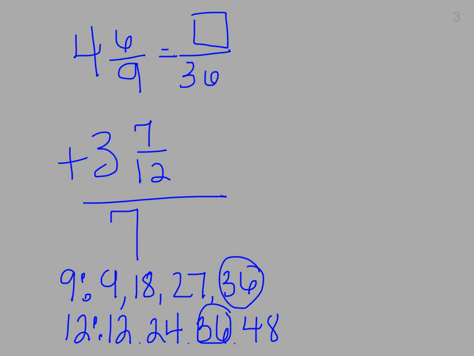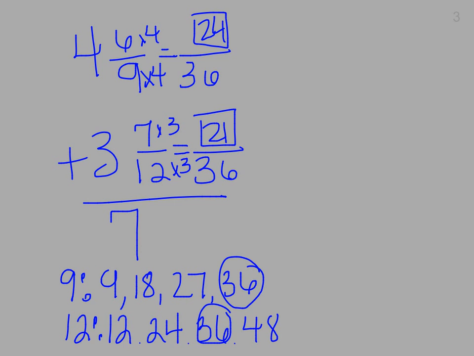Then you can set it up like this. Do you like this better? You can set it up like this. Just don't forget that 7. How do I go from 12 to 36? Times 3. So you get 21. How do I go from 9 to 36? 4. 24. So I got 24 and 21.